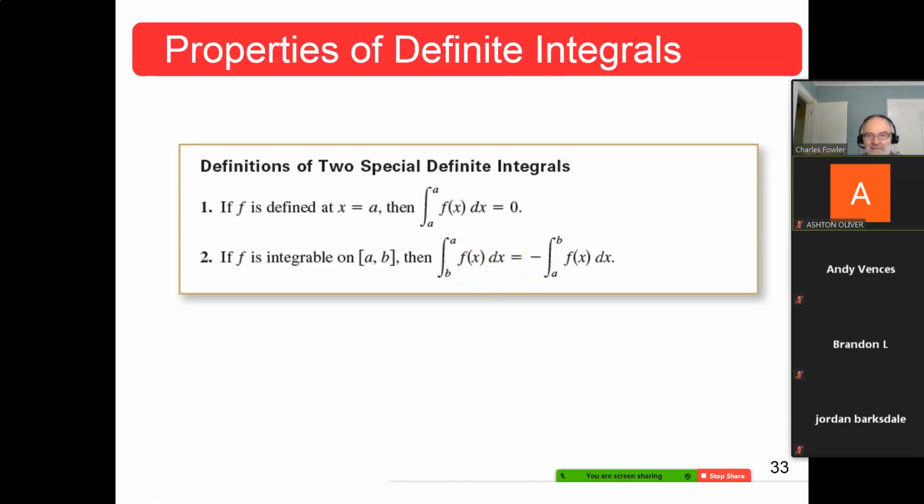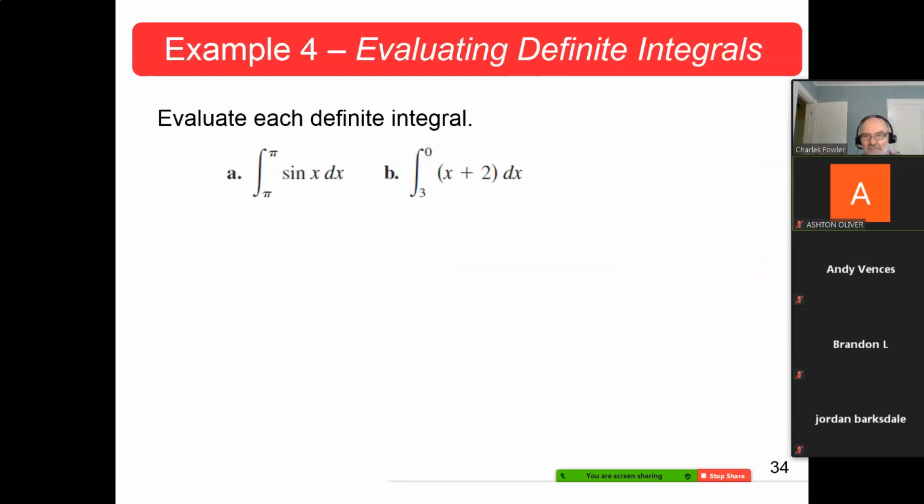Now, they may do a little bit with that. Let's just see. No, they don't. They just move right into example 4. So what would you say the integral of sine x dx is from pi to pi? Anybody?